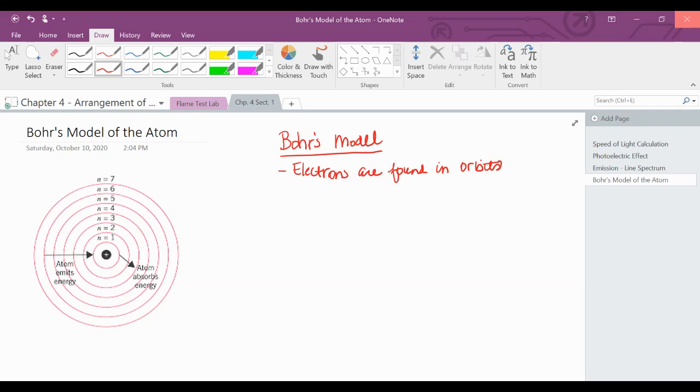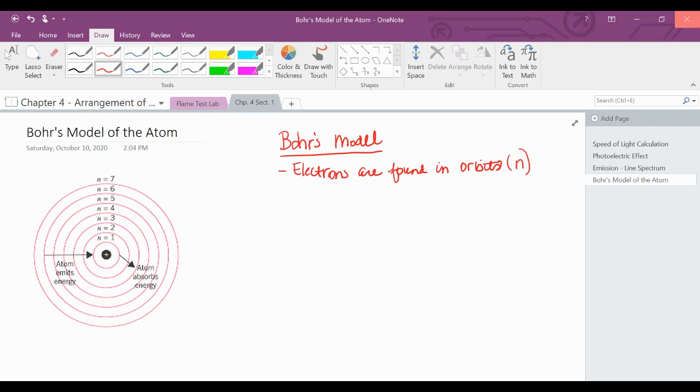So in my picture here, those orbits are represented by n. So you can see n is equal to 1, n is equal to 2, all the way through 7. Right? You can see that they are outside of the nucleus of the atom.